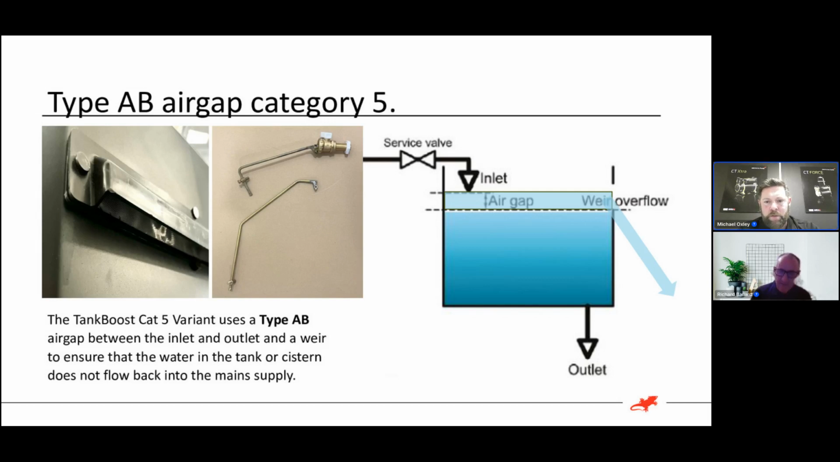Yeah. As I said, water regs require every plumbing system to be protected against backflow by using a suitable type of backflow protection. So the AB air gap is that. It's either an appropriate air gap arrangement or using a mechanical device.